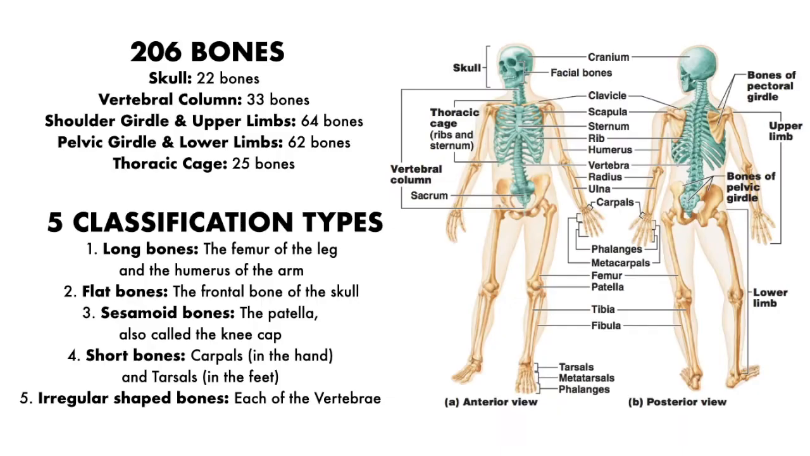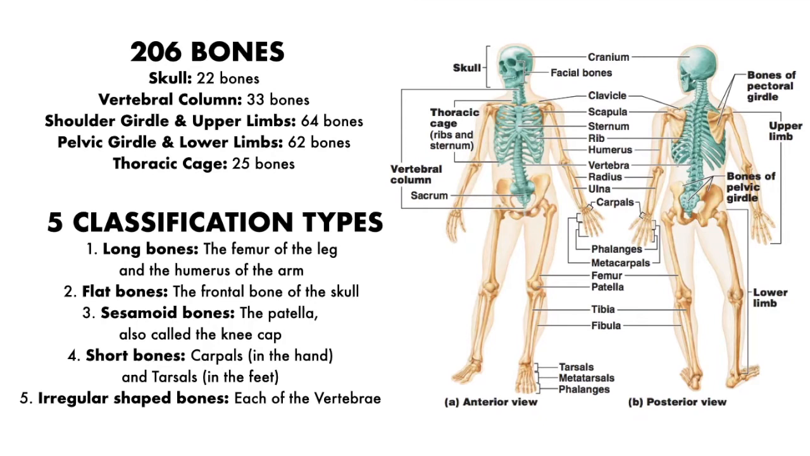Now let's talk about bone classification. We said there were 206 bones in the body. There's 22 in the skull, 33 in the vertebral column, so your vertebrae. And remember, the vertebrae protects the spinal cord. Then we have the shoulder girdle and upper limbs, so the arms, 64 bones. And then the pelvic girdle, the pelvis, and the legs or lower limbs, 62 bones. And then we have 25 bones in the thoracic cage, and that's including the ribs.